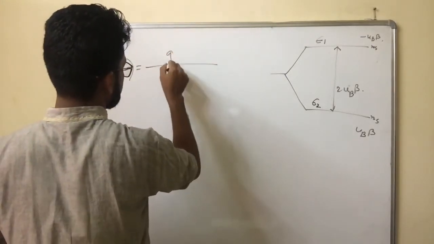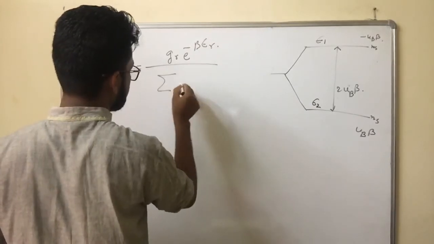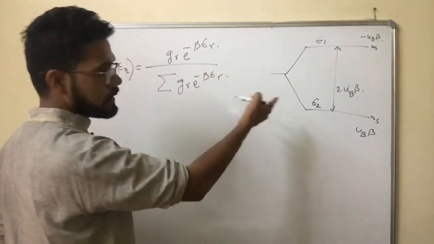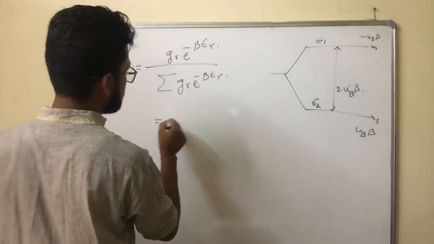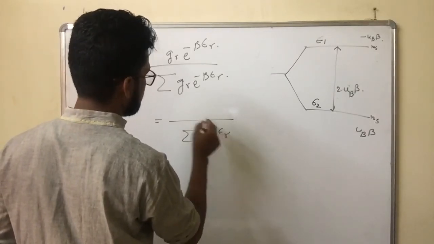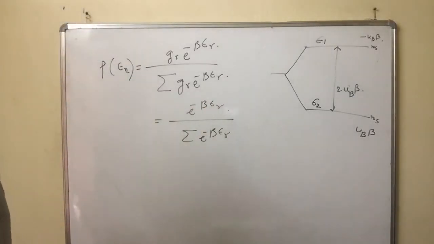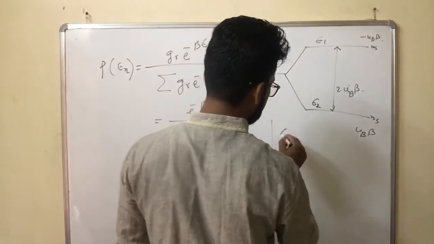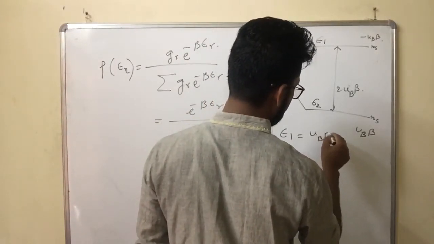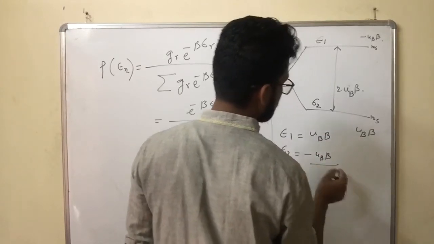This is the original formula: Gr e to the power minus beta Er over the sum of Gr e to the power minus beta Er. Now there is no degeneracy, Gr equals 1, so simplify: e to the power minus beta Er over the sum of e to the power minus beta Er. This is the formula. In the previous problem we wrote E1 and E2. Here we have to put the values: one is mu B B, the other minus mu B B.